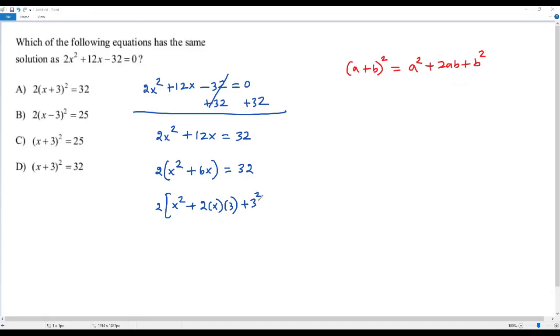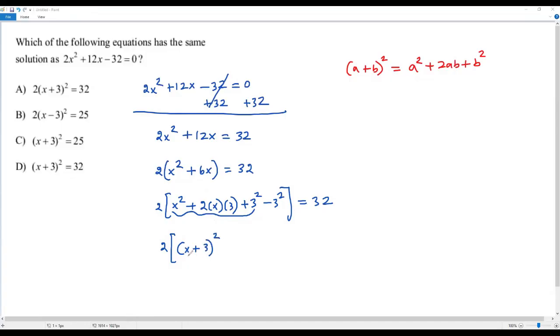To adjust the addition of this 3², I subtract 3², so that it becomes 0 in total. Still, this is equal to the original expression x² + 6x, equals 32. Now, for this trinomial, a² + 2ab + b², it's exactly in this form. So as I said earlier, whenever we have a trinomial in this form, it can be written as the square of a binomial. So for this trinomial, we can write the square of a binomial, (x + 3)².